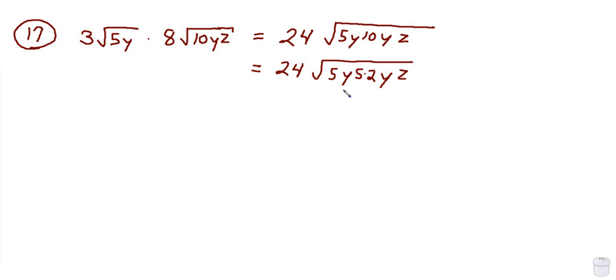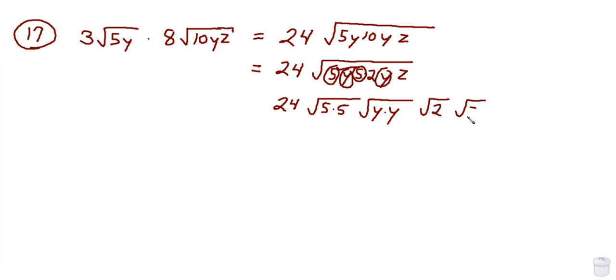Now, when I'm simplifying radicals, I'm looking for pairs or perfect squares. And here, I've broken it down into the smallest factorization I can. But I see that I have a pair of 5s. I can take that outside the radical, or I could use my product rule and separate it out. 24 times the square root of 5 times 5. And then I've got a pair of y's there. I can take that outside the radical as well, and I will separate that out. Y times y. And then I've got a square root of 2 and a square root of z.